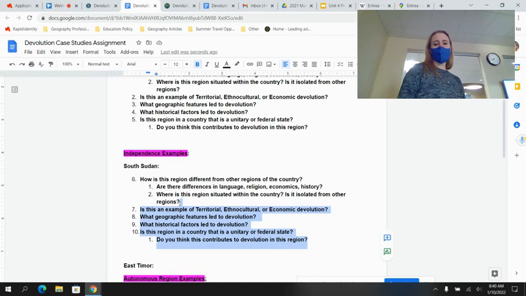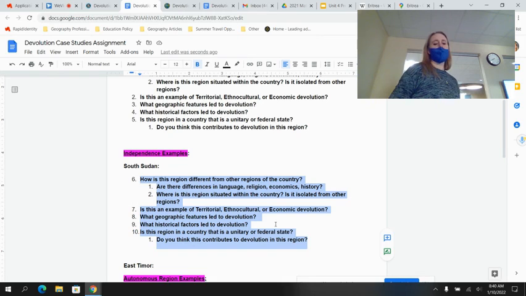You are going to answer these questions. How is this region different from the other regions of the country? These are sub-questions, so you don't necessarily need to answer all of them, but you do need to answer the larger question, and the sub-questions are helping or hinting at how to answer it. Is this an example of territorial, ethnocultural, or economic devolution? It could be a combination of multiple. What geographic features led to devolution? Geographic would mean physical features, differences in space, how things are laid out.